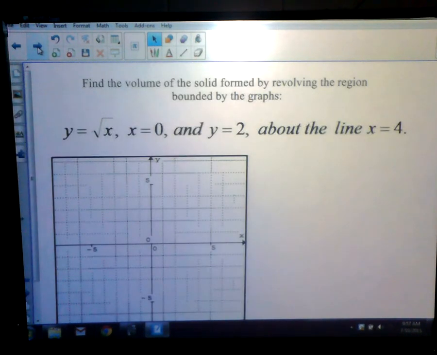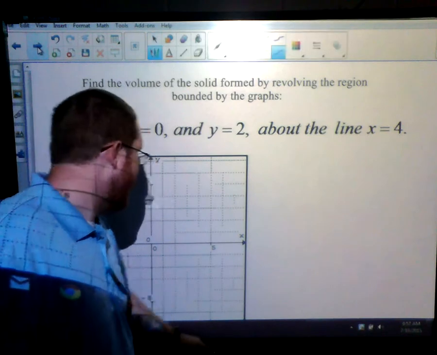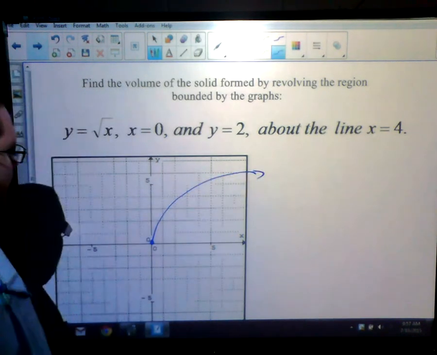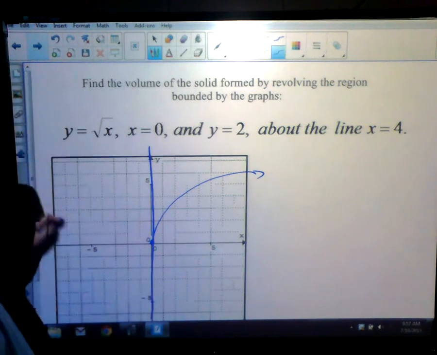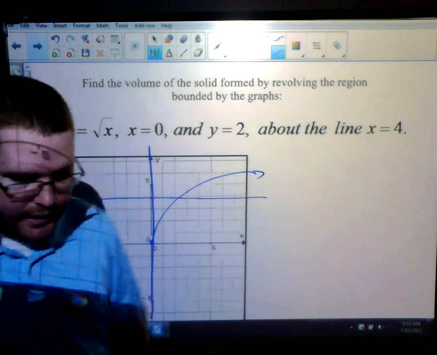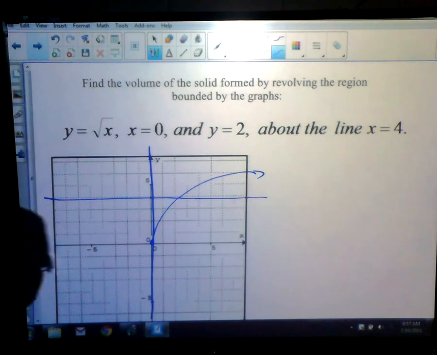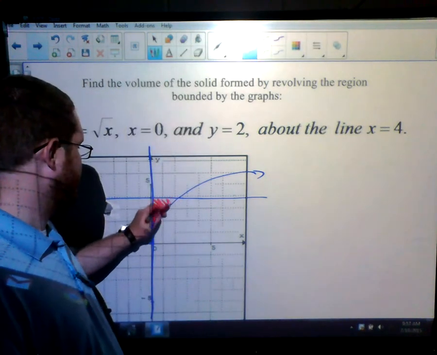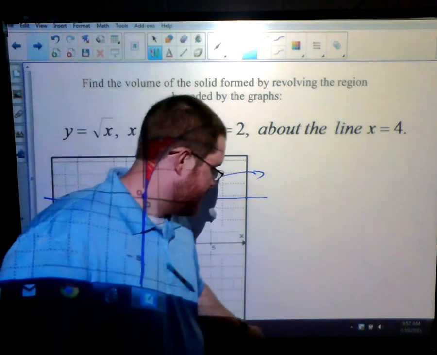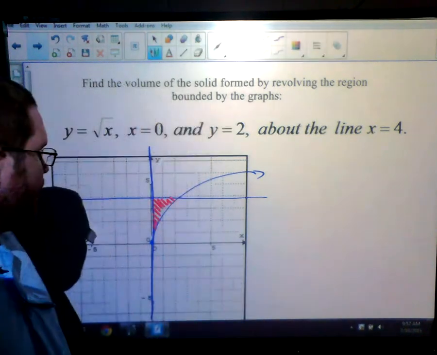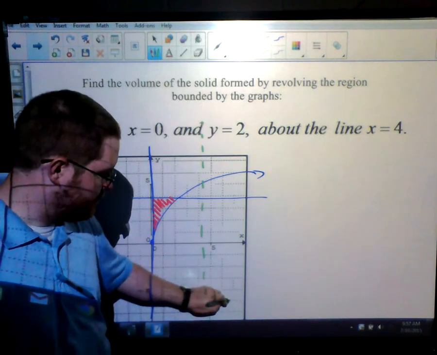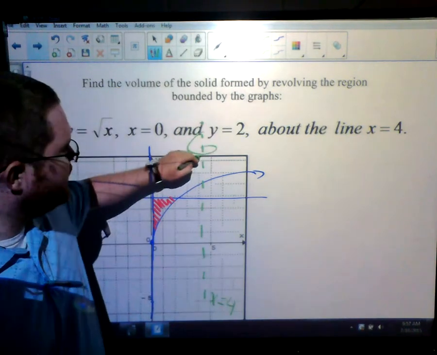Let's try a problem. Square root of y, square root of x. X equals 0, y equals 2. Again, drawn very roughly. So this is the area in here. Okay? But now I want to rotate it over the line x equals 4. I'm rotating it over here.